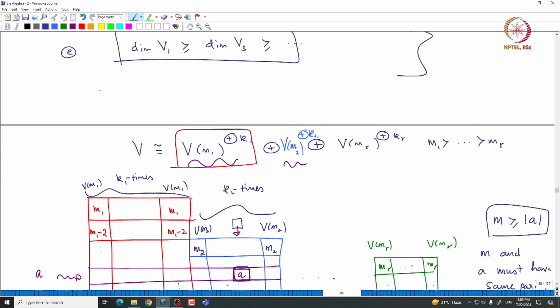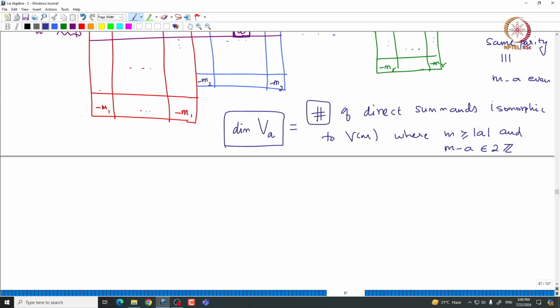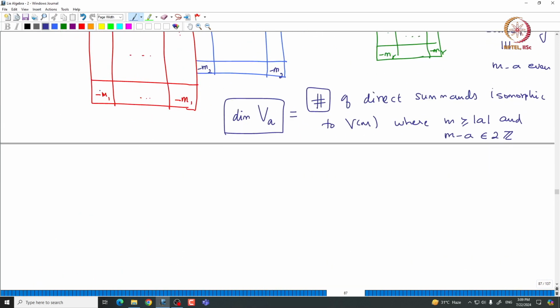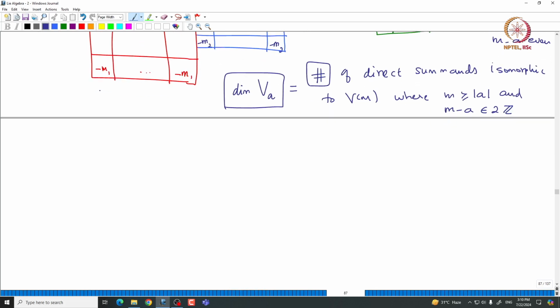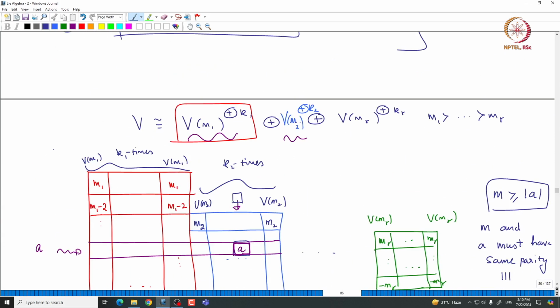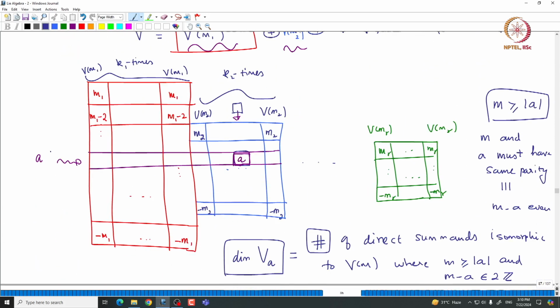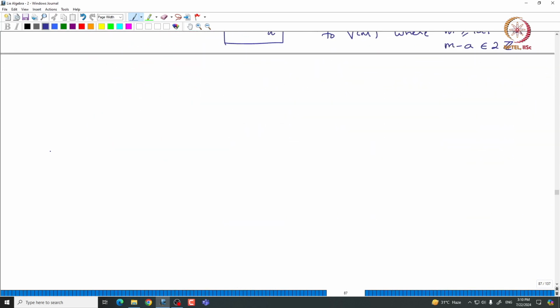So, now let us have a closer look at this number of summands that we are actually getting. So, if we take this K1 etc. Kr, that we are also interested in actually computing. Okay. So, let us actually count this number of summands that are isomorphic to V m.